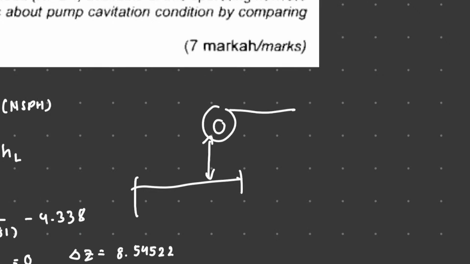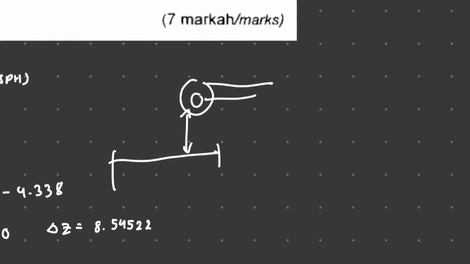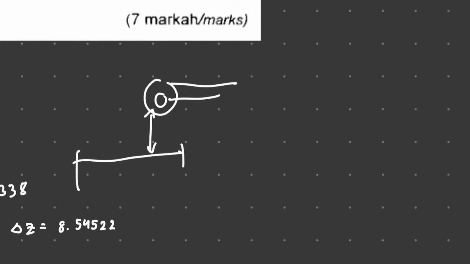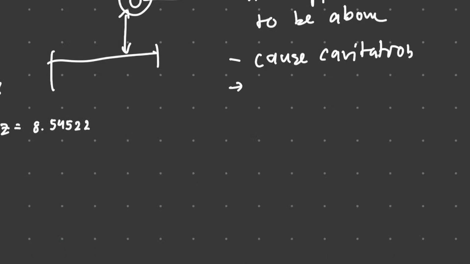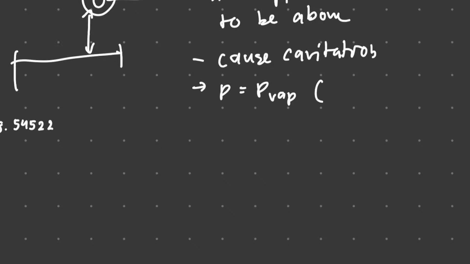So this is the pump. The pump is not supposed to be above the reservoir, because satu, it may not self prime, sekejap, cause cavitation. That's the word, cause cavitation, because when P equals the P evaporation of water, it may cause bubbles.